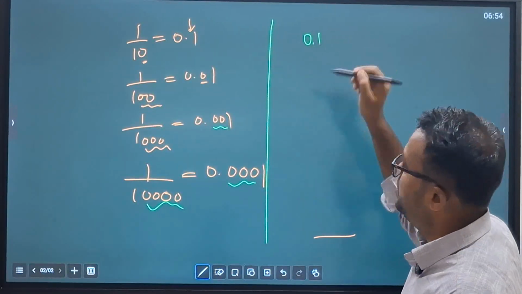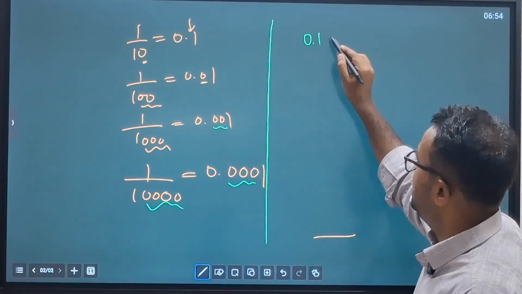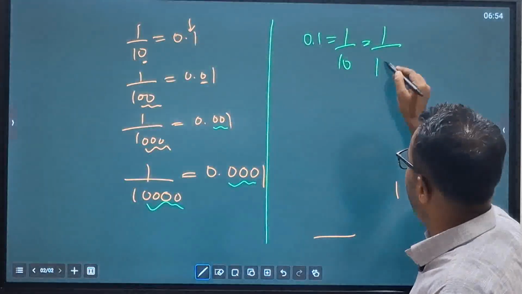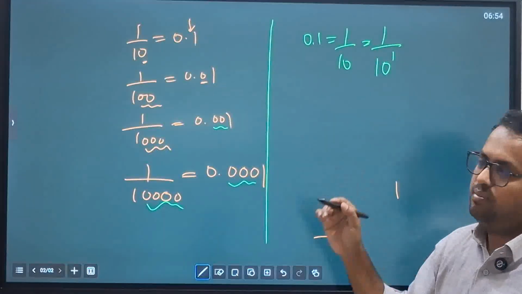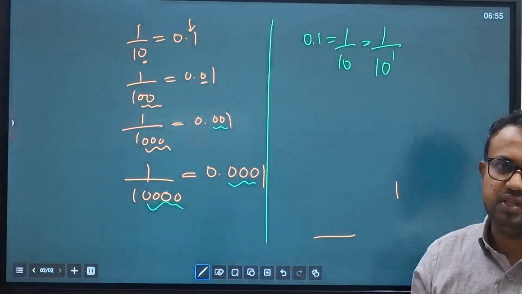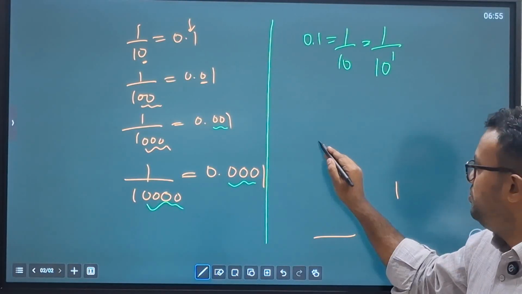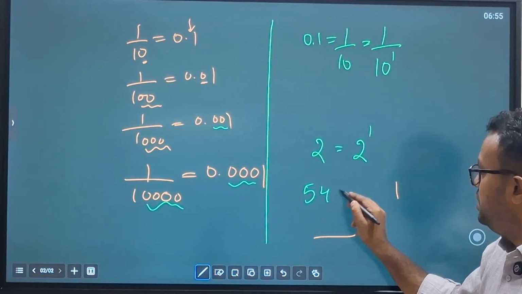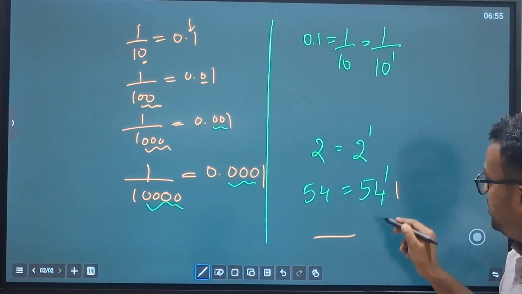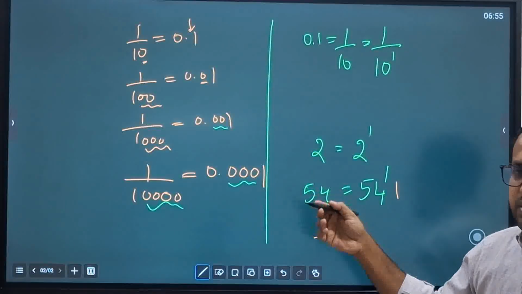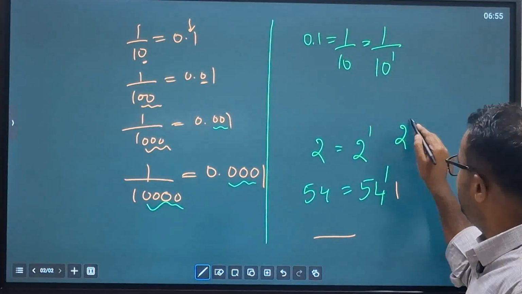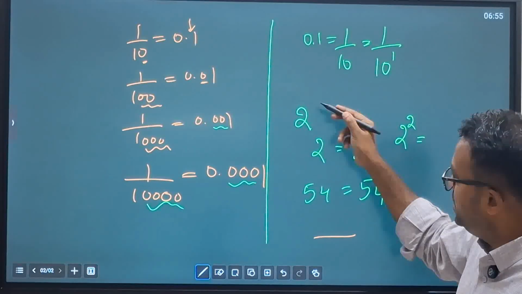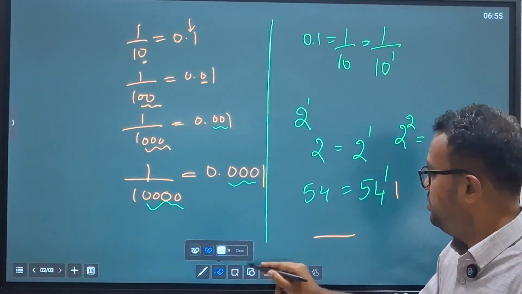So when you have 0.1, which can also be written as 1 by 10, which is nothing but 1 over 10 power 1. So the power is 1. When we don't have anything, we can just say the power is 1. When we write 2, it is nothing but 2 power 1. When we write 54, it is nothing but 54 power 1. If there is a different power, we indicate it clearly. But when there is no power, when it is just a number 2, it is nothing but 2 power 1. Okay?